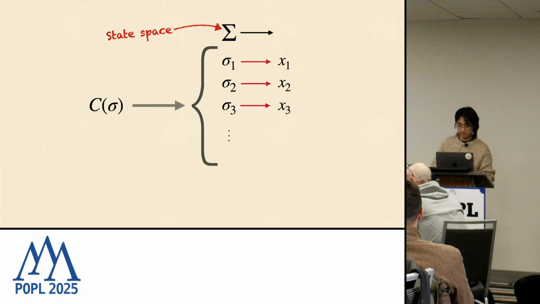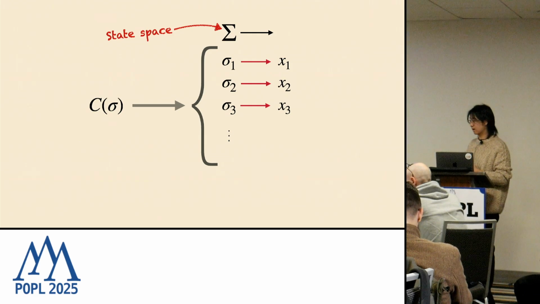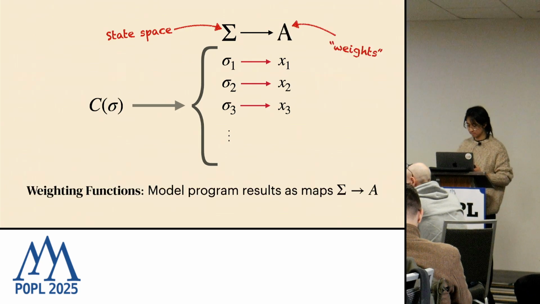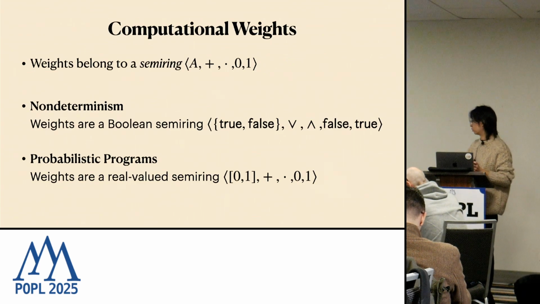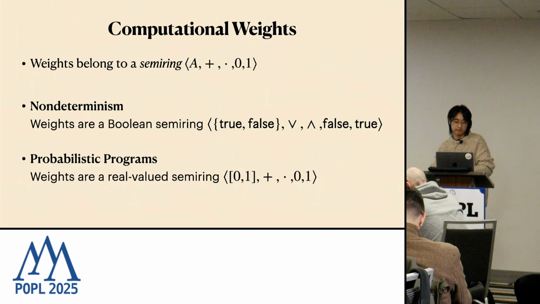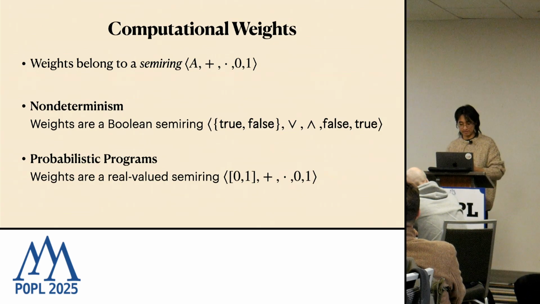So we seem to have stumbled upon a common structure that we can use to construct our semantics on. The fundamental idea is that we want to model program results as these maps from a state space to a set of weights labeling each outcome. And we will call these types of maps weighting functions. And to formalize weights more rigorously, it turns out that a very nice formalization is to just require that they are drawn from a semiring. This affords us very nice algebraic properties upon which we can build the meta-theory.